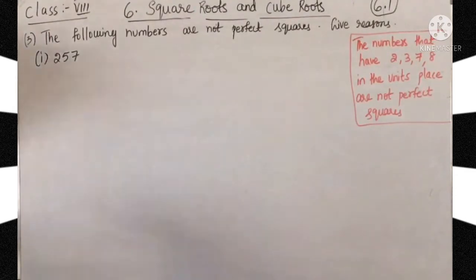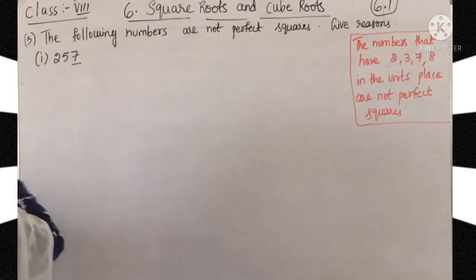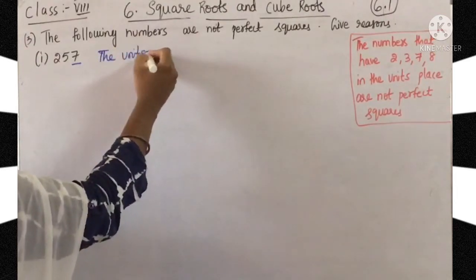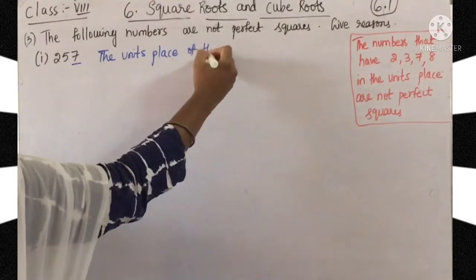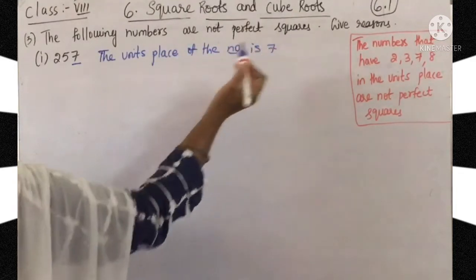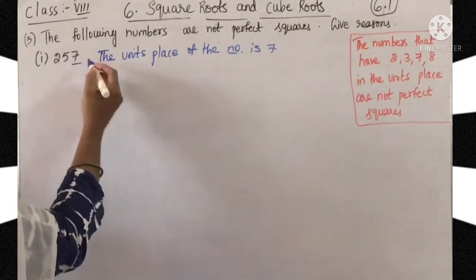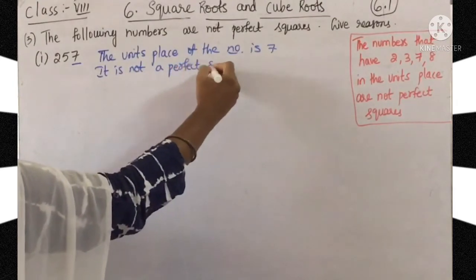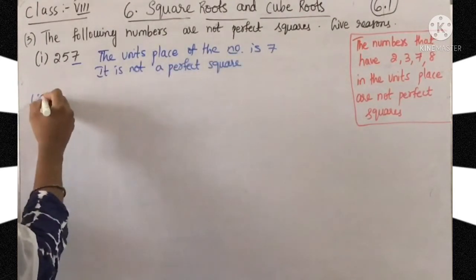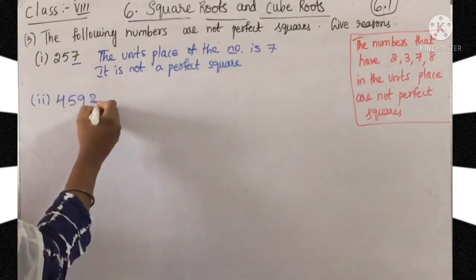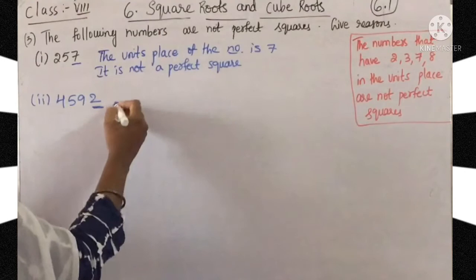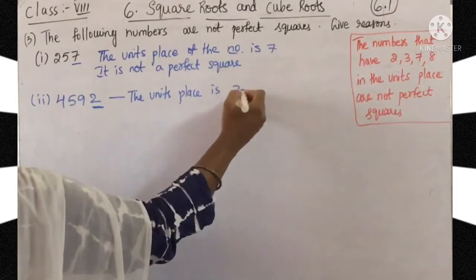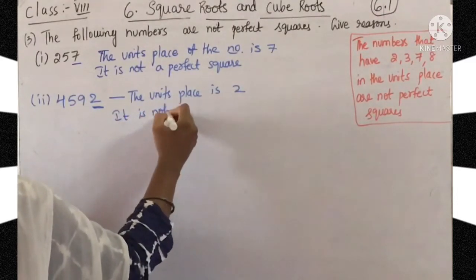Coming to this 257, what is the units place here? Yes, 7. So it is not a perfect square. The units place of the number is 7, so if the number has 7 in the units place, we can say it is not a perfect square. Coming to the second one, 4592. What is the units place here? 2. So same, the units place is 2. Therefore, it is not a perfect square.